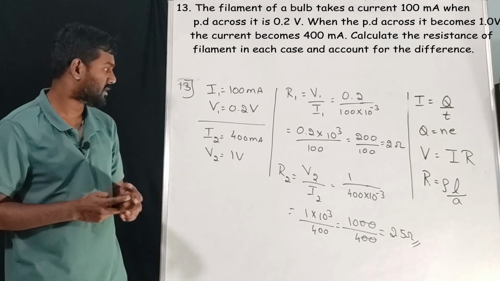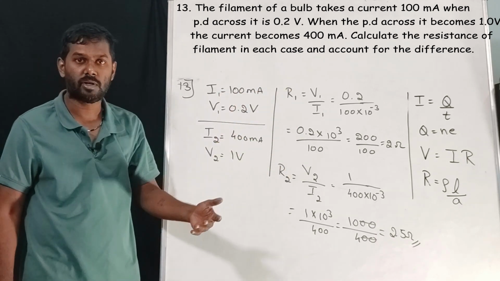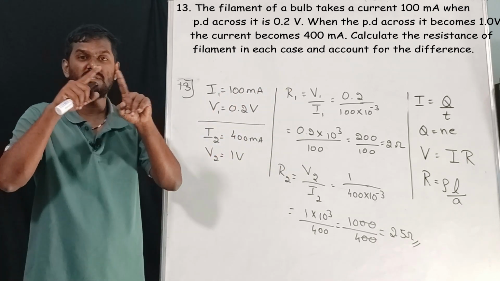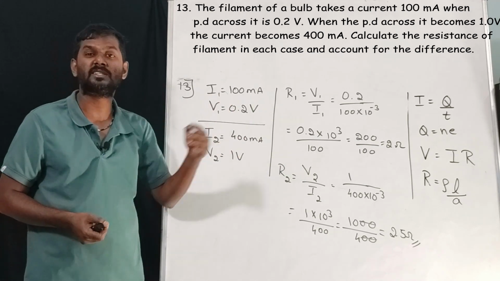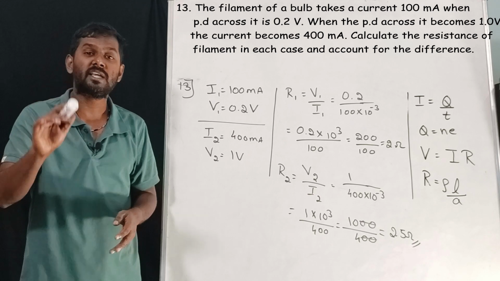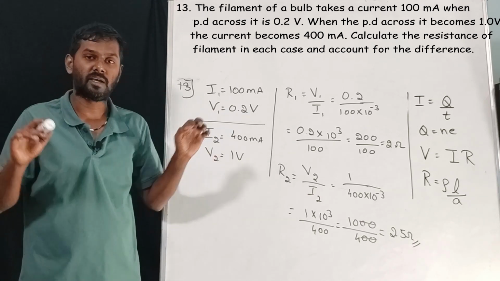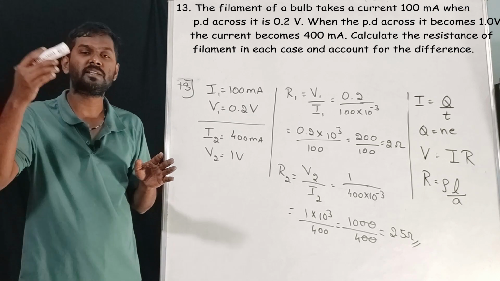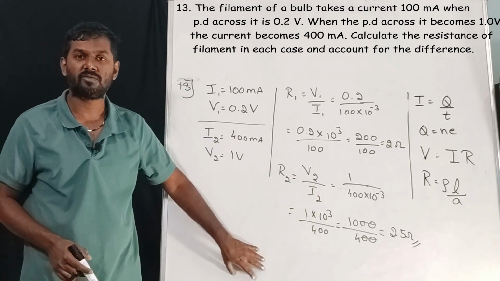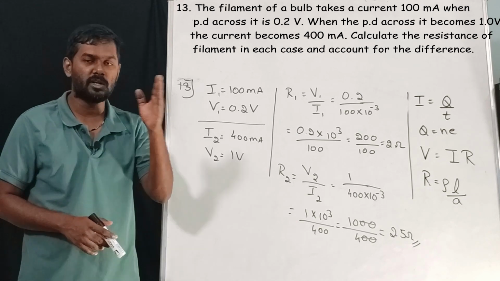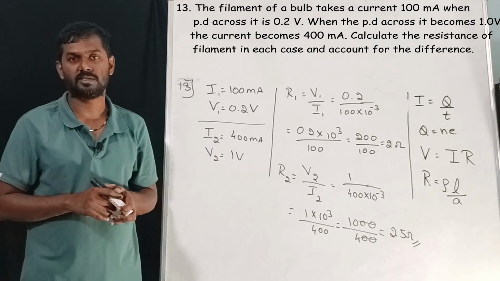Account for the difference. Listen, even though there is a change in current and change in voltage, we are talking about the same material, same wire, right? Then why does the resistance change? Because of the change in temperature. When the current increases, the temperature of the wire increases, correct? That increase in temperature will result in an increase in resistance. So the answer for account for the difference is: increase in temperature will also increase the resistance.